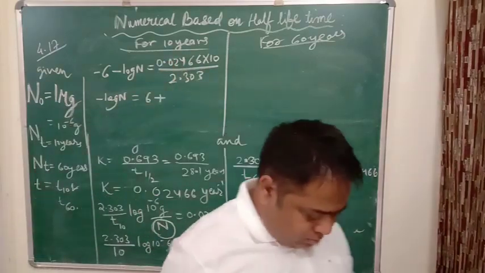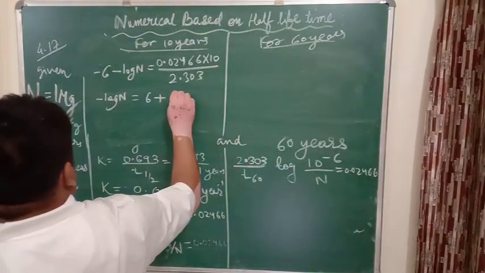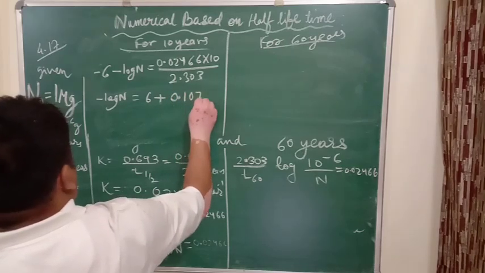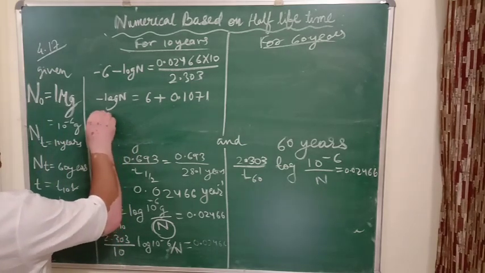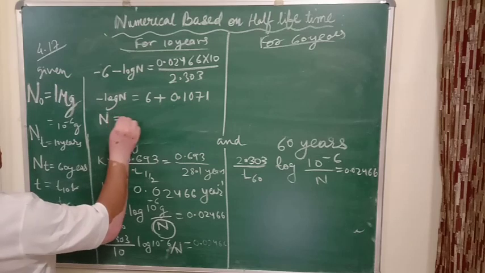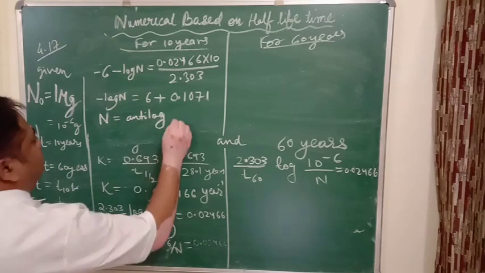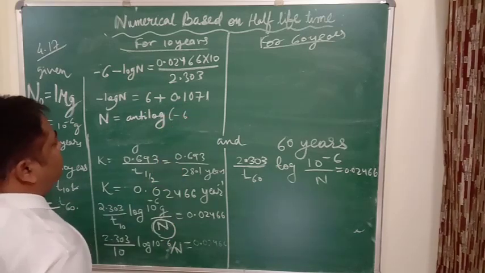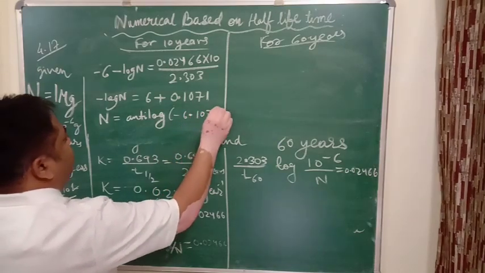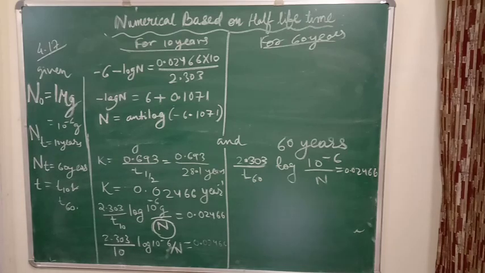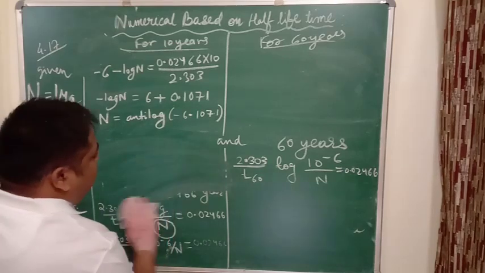This value is 0.1071. So we can write n is equal to nt log minus 6.1071. So if I do the complete calculation, this will be like this.